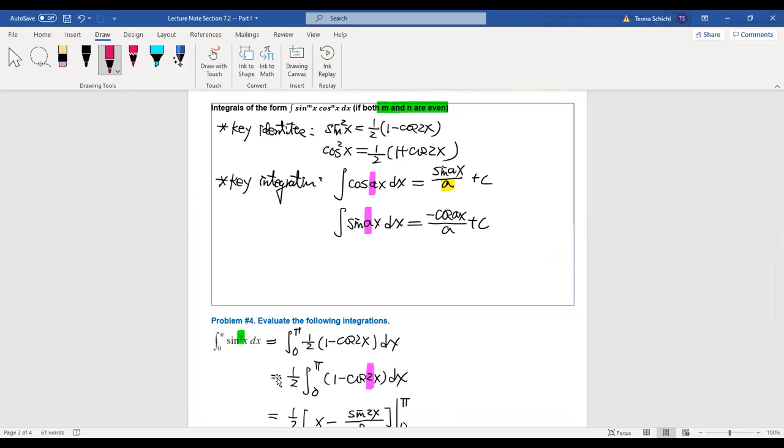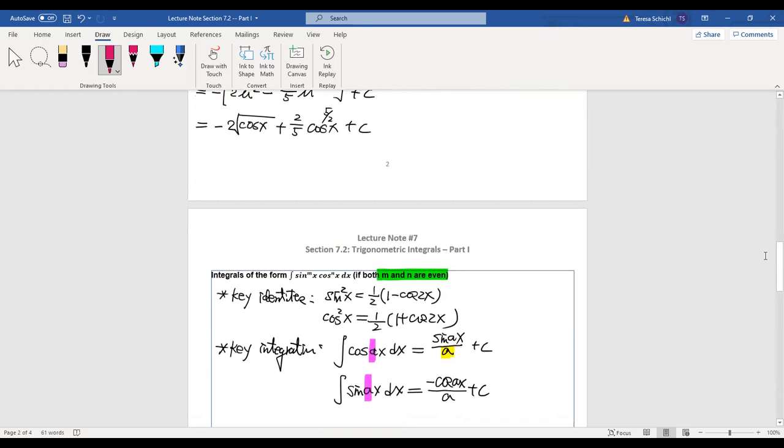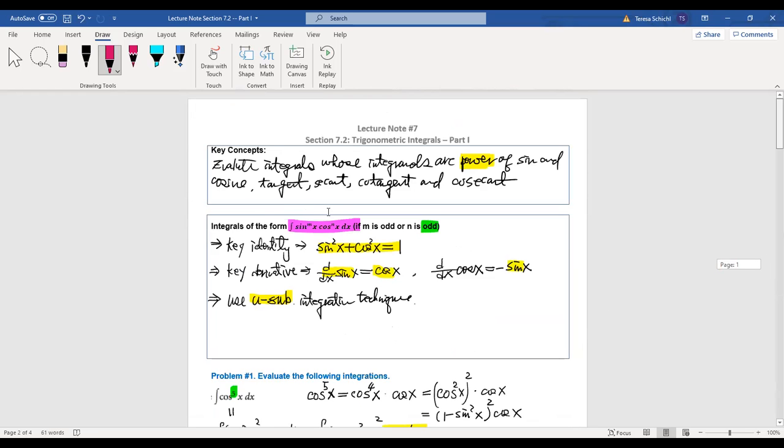All right, that's it. And so the next part, we're going to talk about, how about if we have a tangent and a secant, right? So in here, we already talked about the sine and cosine combination. And then the next part, we're going to talk about the secant and the tangents. And so what type of identity, what type of key derivative or integration we need to know.